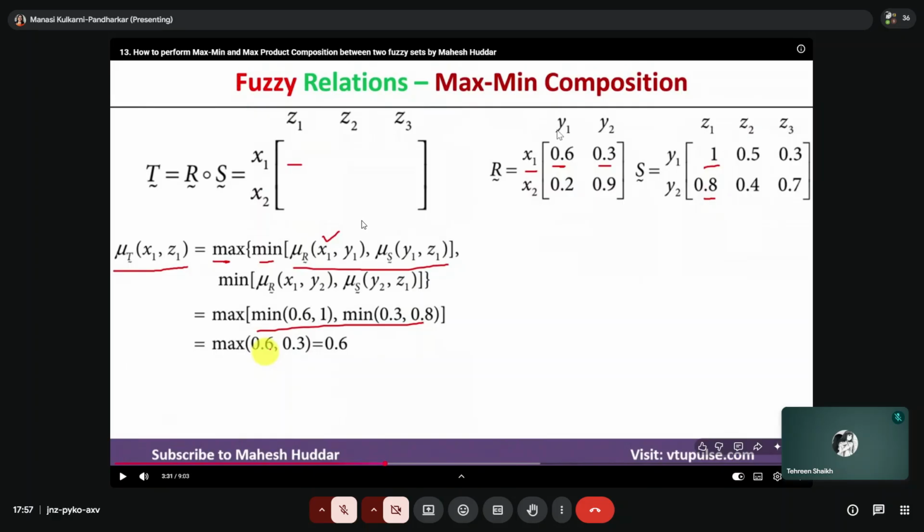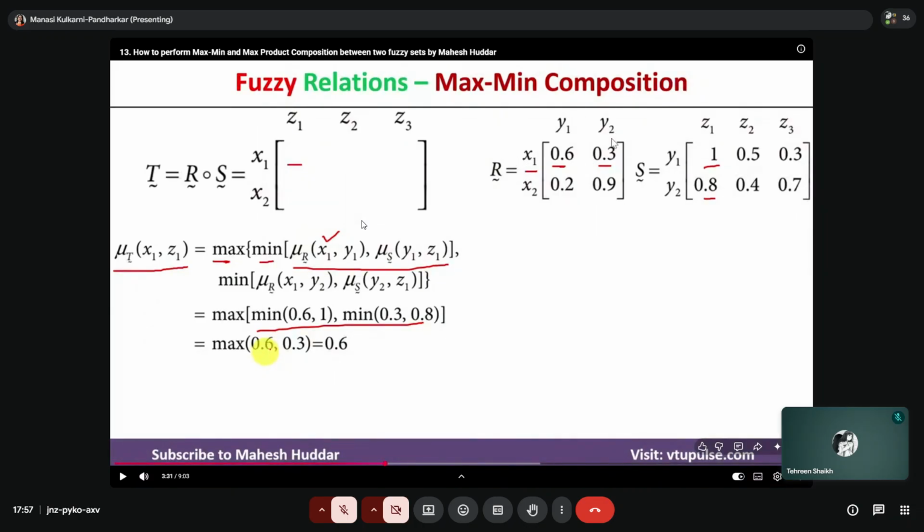So first x1, y1, that is 0.6. And then y1 and z1, we need to end at z1. So what is the value? Over here it is 1. So 0.6 and 1. We have to take the minimum out of this. Then again, what do we need to do? Next will be x1 and y2. Okay, x1 and z1 we have to find out now.